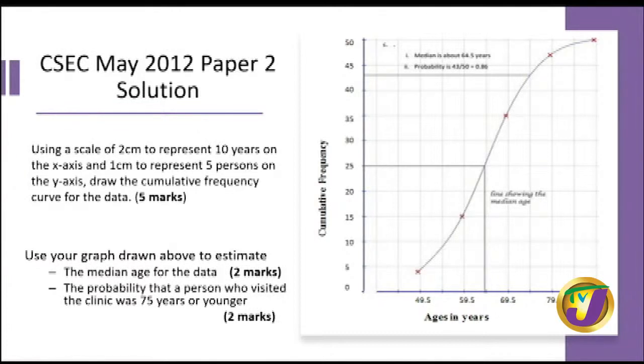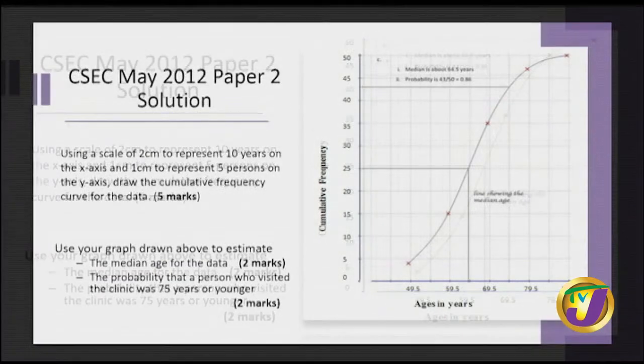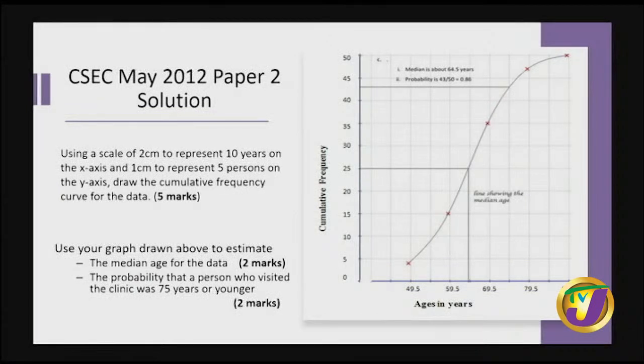Now, the median age for the data. What does median mean again? Halfway, which is your Q2. Half of my data. There were 50 students, right? So 50, half of 50 is definitely 25. So from 25, out to my curve.